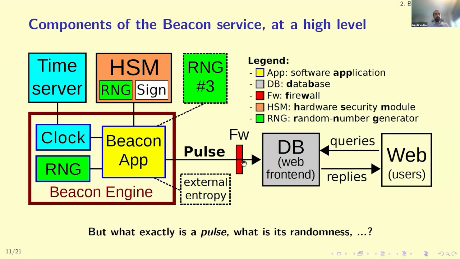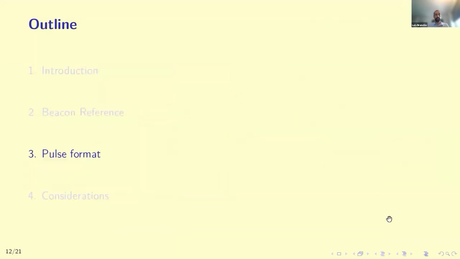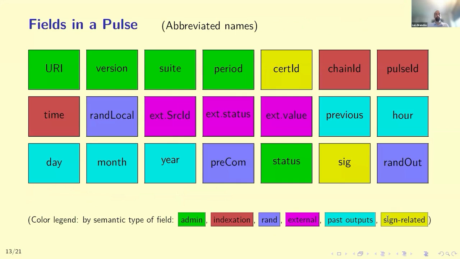Okay, but what is exactly a pulse and what is its randomness? Let's go into the pulse format. And because this is a very short presentation, I can't go into detail, but let me mention that a pulse, according to the NIST reference, is basically a packet with 21 fields. You can consider each of them having a different role. So you have, for example, some fields that are mostly for context or administrative purposes. You have some fields that relate to the signature, like a certificate ID and a signature. You have indexation fields so that you know which pulse we're talking about. We have the actual randomness, and in particular, let me point out, we have a local randomness value, we have a random output value, and we also have a pre-commitment value. I'll talk a little bit more about that.